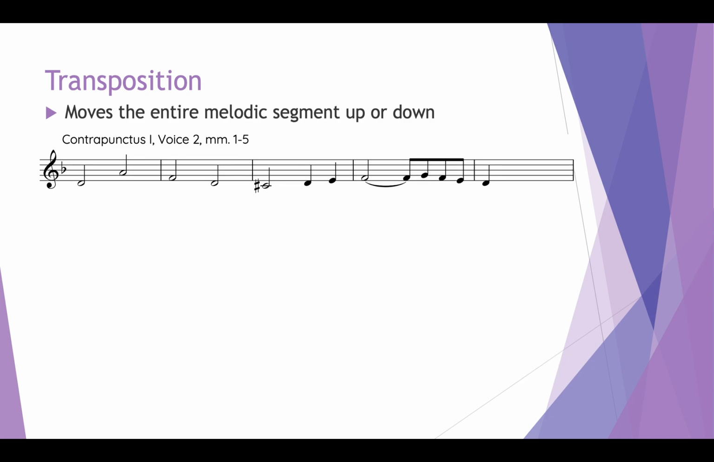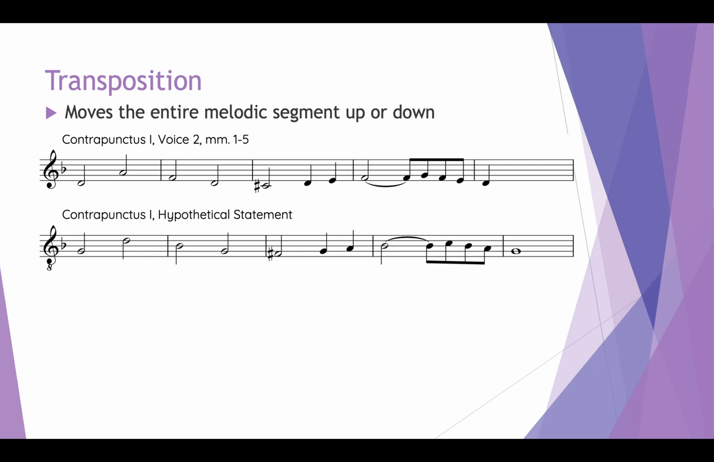Let's look at a couple other examples. Here we have a hypothetical statement. This is not one that actually appears in Bach's version of the fugue, but this is what it would have looked like if we had taken the D minor original and transposed it up a fourth to G minor.